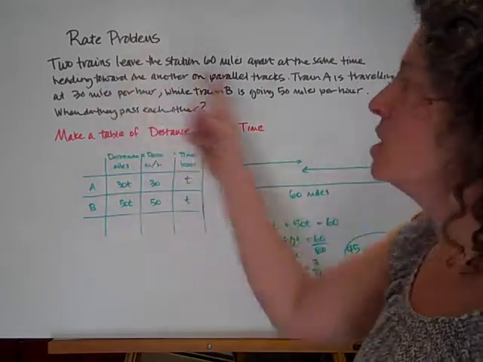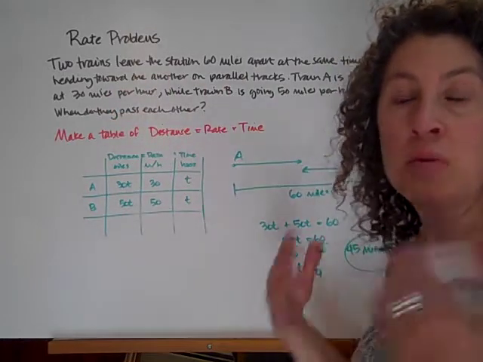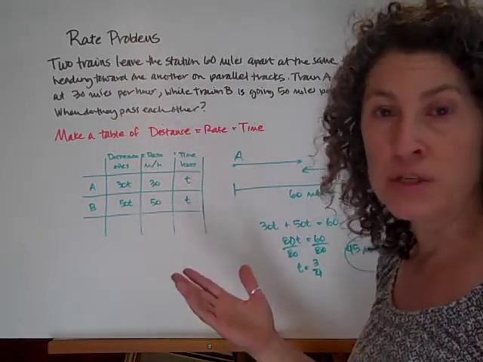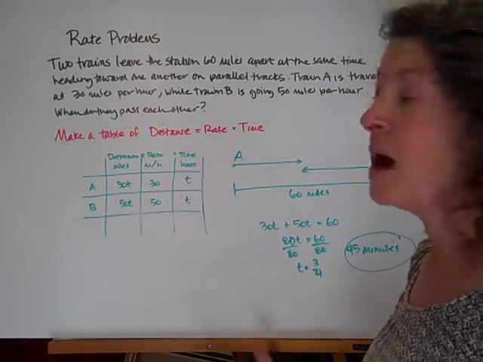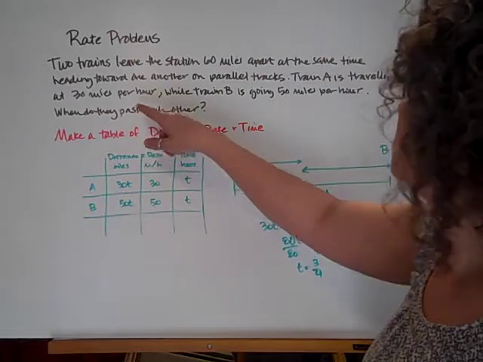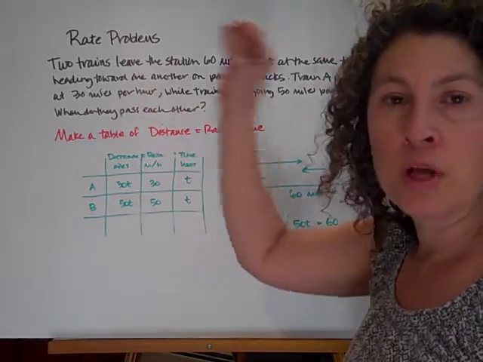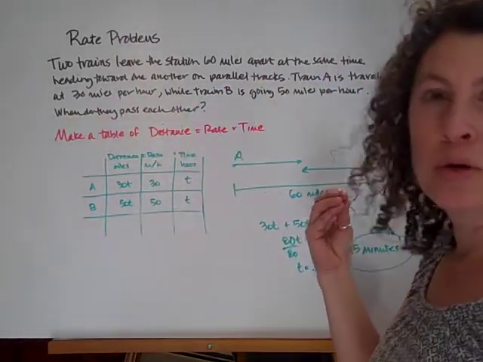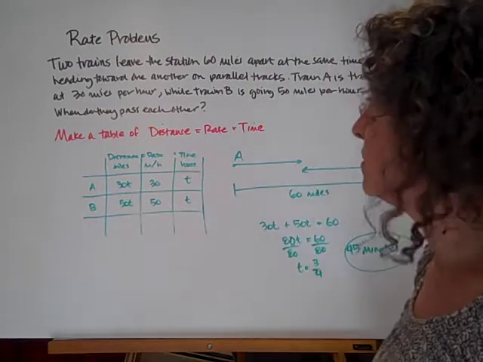So the problem here is that they're going different speeds. If they were going the same speed, we could just say right in the middle, and be done with the problem. But they're not going the same speed, which creates the question, when will they meet? Since train A is going a little bit slower, the meeting point is going to be closer to train A's station than it is to the station where train B left.